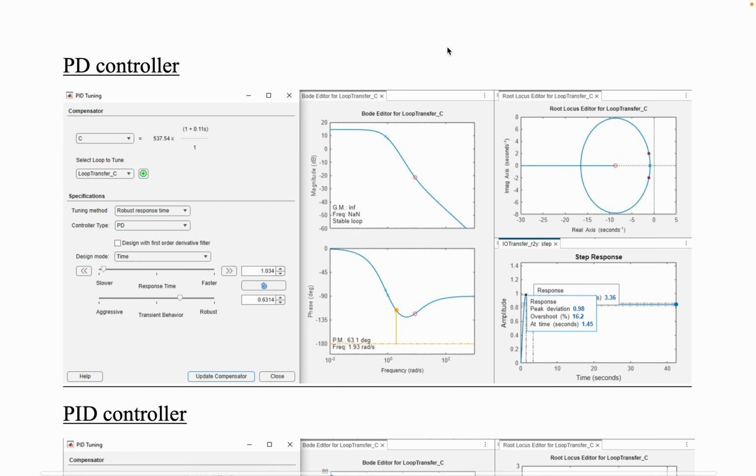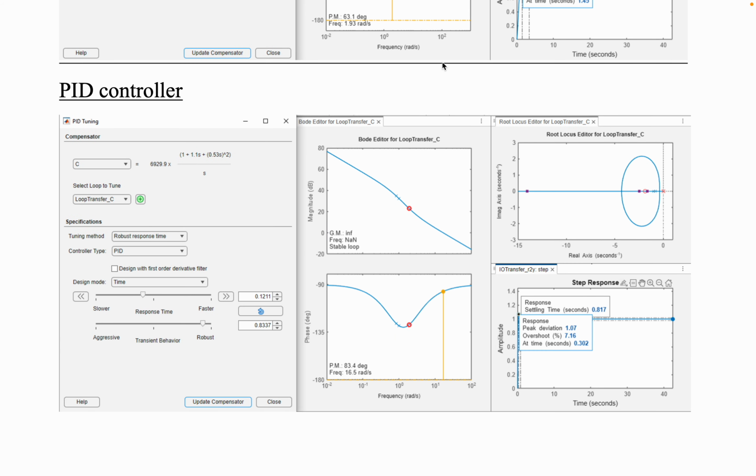For the PD controller, in the step response, it made the system faster with an overshoot, and in the root locus, it shifted the poles left quickly, making a faster system. And in the Bode diagram, the controller improved the phase margin for a better fast response.